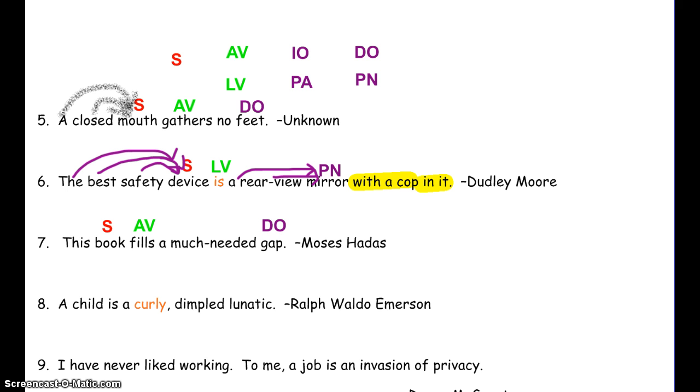And then I'm going to go through and label some of my modifiers. What kind of gap is it? A much needed gap and a gap. And then I've got a modifier for book. Which book is it? This book.